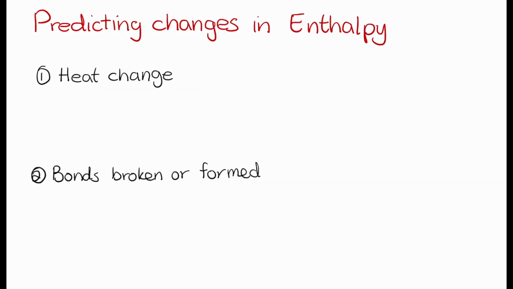So compared to predicting changes in entropy, it's actually much easier to predict changes in enthalpy. Because enthalpy is essentially how much heat is in a system, if we increase the temperature of that system, we're increasing the enthalpy. So when predicting changes in enthalpy, any changes in heat will also change enthalpy. And again, increasing the temperature will increase enthalpy of that system.